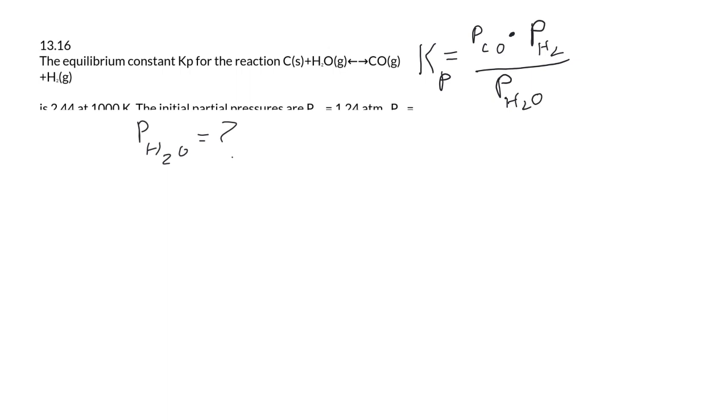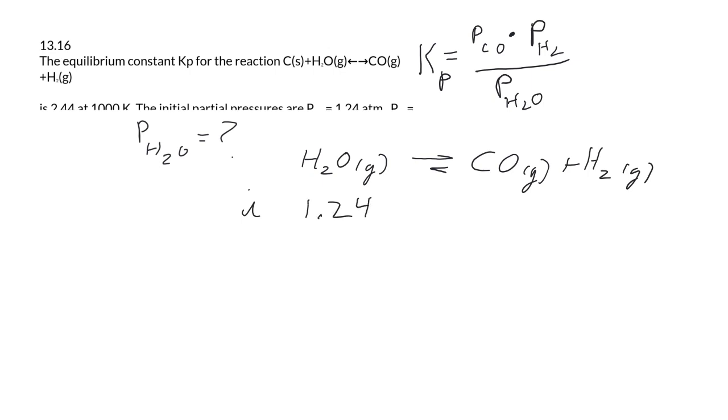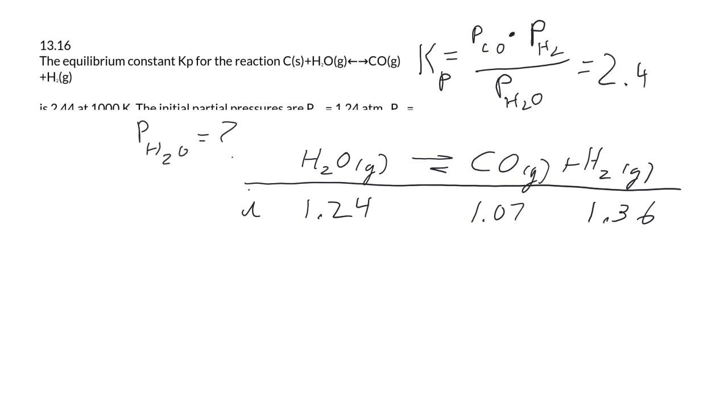We also need to set up our ICE chart, and we don't have solids in our ICE chart, right? We only have gases or aqueous substances. So I take my initial concentrations: 1.24 atm, 1.07 atm, and then hydrogen gas, 1.36. Now, the equilibrium constant for this is 2.44.